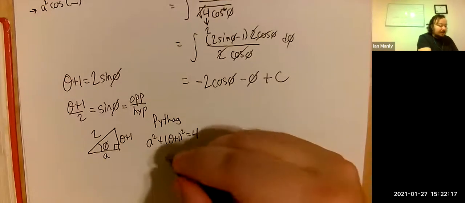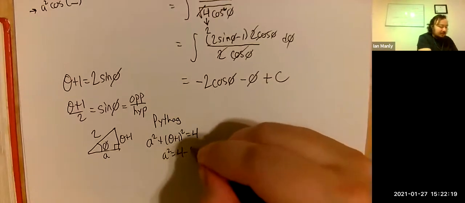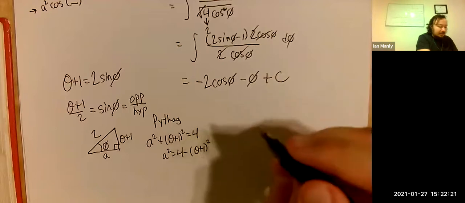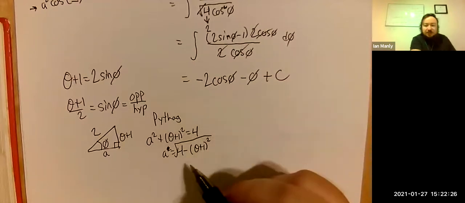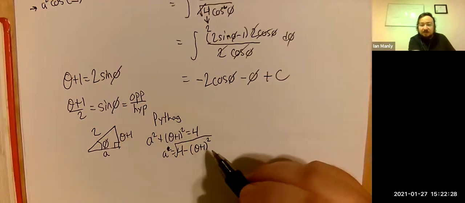So if I subtract this, and then I take a square root, I find out that my adjacent side is root 4 minus theta plus 1 squared.